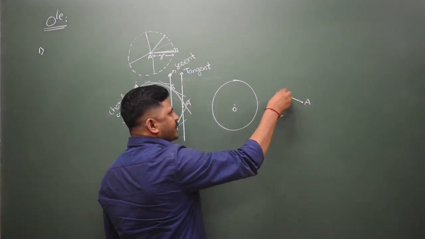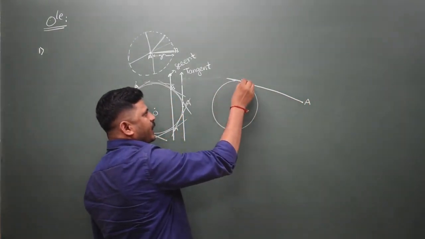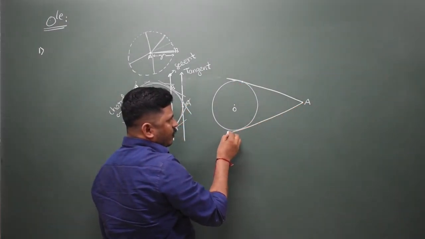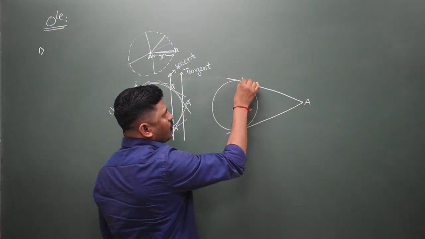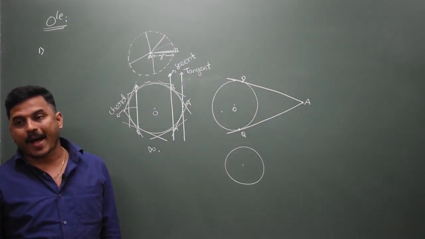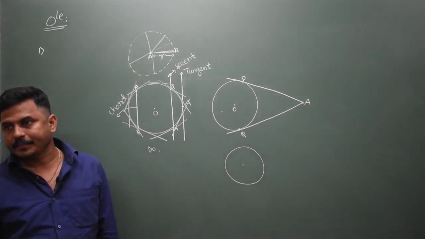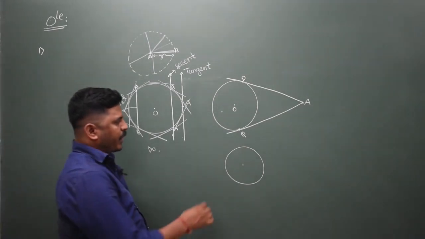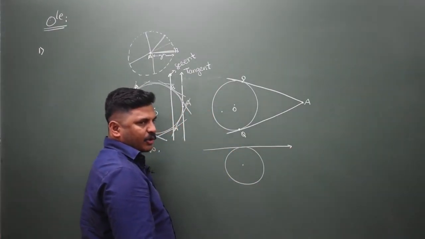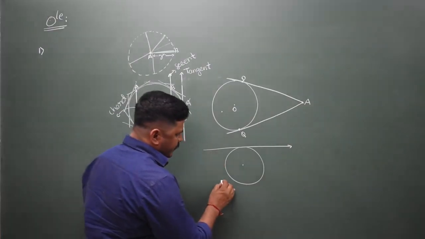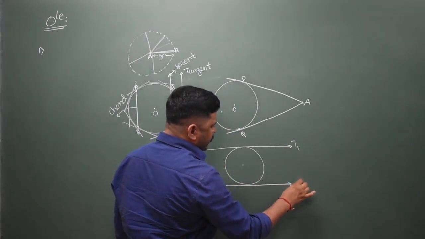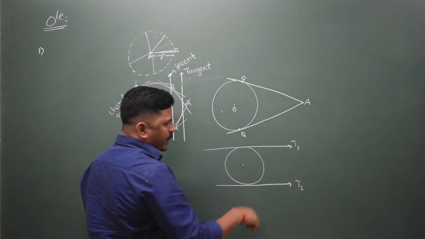A line touches the circle at one point. This is a line that touches the circle at one point, and this is another. So only 2 tangents we can draw. How many pairs of parallel tangents can we draw at a time? 2 again. One is here, and a tangent parallel to it is the only other one we can draw. Only 2 are possible. This is tangent 1, this is tangent 2, which are parallel.